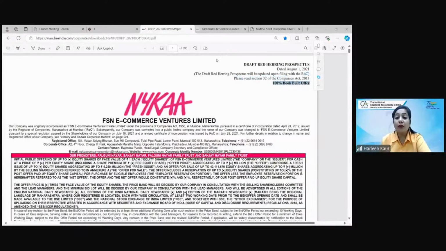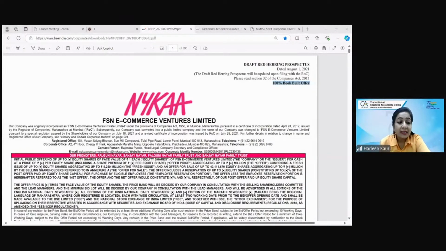A 100% book built offer means it is a method used for determining the price of securities. I want all of you to pay attention. What is the difference between a red herring and a shelf prospectus? Shelf prospectus, I told you multiple times, is issued for securities you are coming out with over 1 year. We have seen the Mahindra Finance shelf prospectus. Now I'm showing you the Nykaa red herring prospectus. A red herring prospectus has two important pieces of information missing.